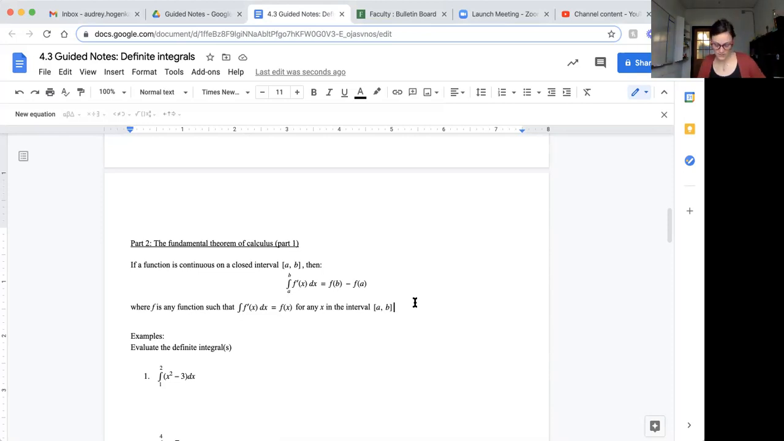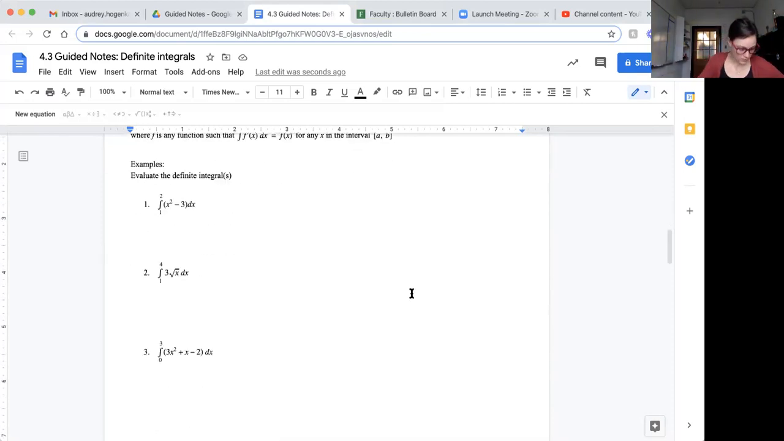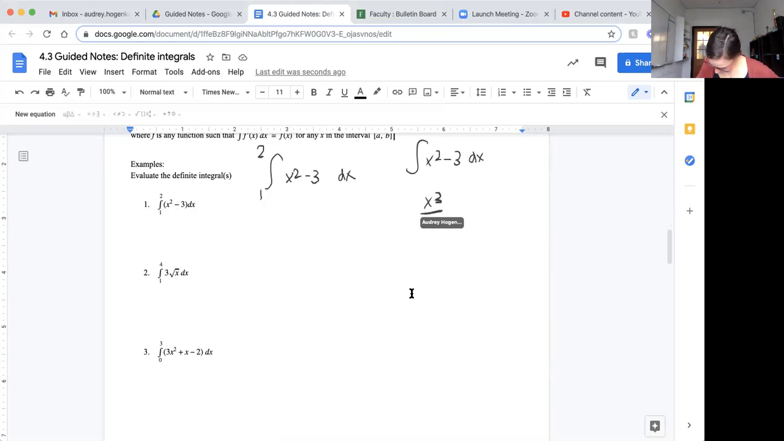Okay, so let's start out with number one, right? So we have the integral from 1 to 2 of x squared minus 3 dx. Okay, so first thing we're going to do is evaluate our integral completely normally. Okay, we know that the integral of x squared minus 3 dx is going to be equal to x cubed over 3 minus 3x, okay? That's just using our basic rules, splitting the integral along the subtraction sign. By this point, you should be pretty comfortable with that.